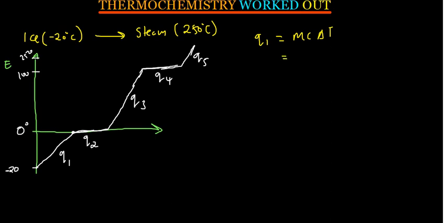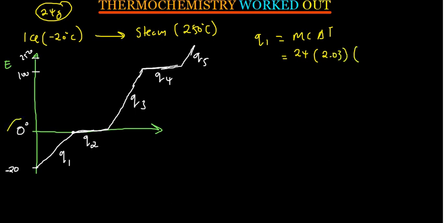So let's say the mass of the ice that we have is 24 grams. So we are going to use 24 multiplied by the specific heat capacity for ice. Now here, remember, you are using the value for ice because you still have ice. The specific heat capacity for ice is 2.03.